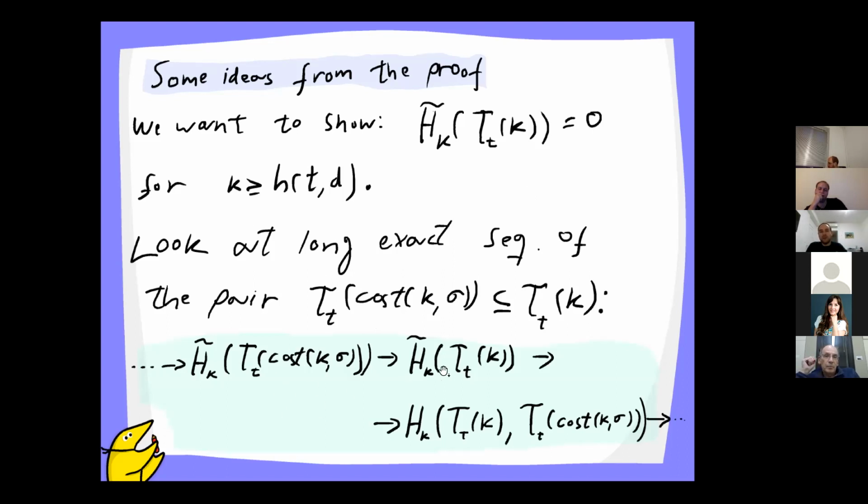Okay, so we have this sequence relating the homology of the T tolerance complex of K and the T tolerance complex of the costar, and this relative homology between these two complexes. Now, the costar of sigma, by assumption, is decollapsible, and it is also smaller than the original complex K. Therefore, we can argue by induction, and we can assume that these homology groups are 0 for k larger than this HTD.